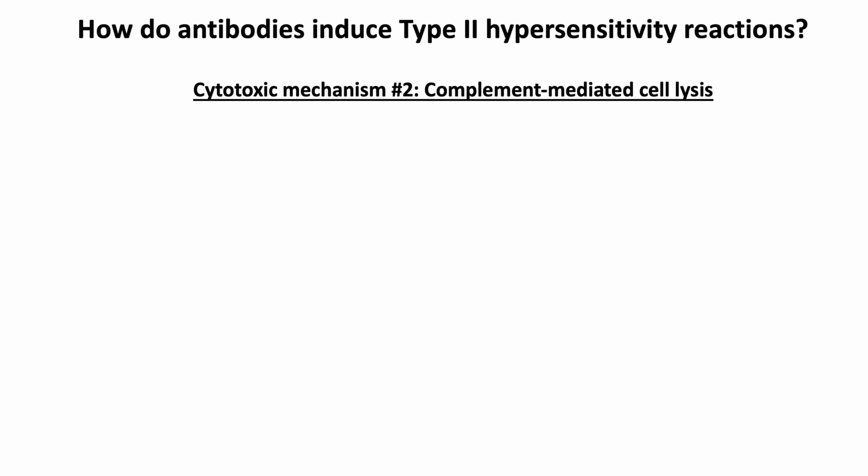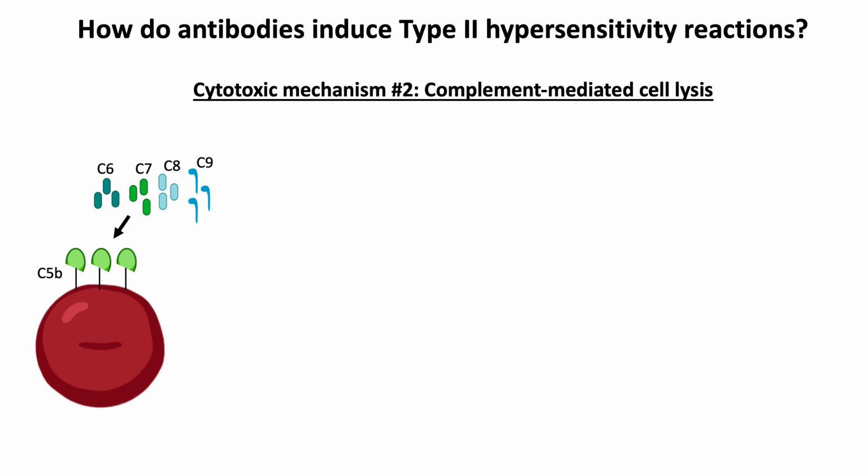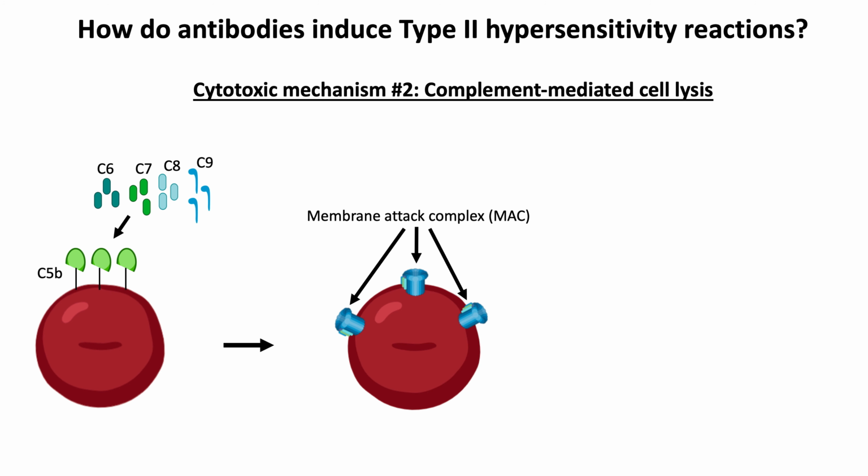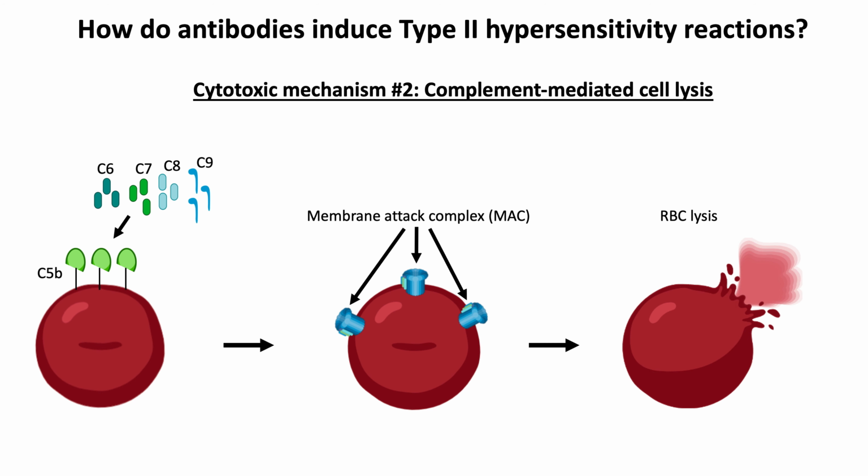The second mechanism is also mediated by complement, and this is complement-mediated cell lysis. And so in the previous slide, we showed the cleavage of C5 into C5a and C5b. When C5b associates with the cell surface of a red blood cell, it can then attract C6, C7, C8, and C9 to lead to the formation of a membrane attack complex. And this membrane attack complex, as we've discussed previously, induces holes or forms pores in the cell membrane until that cell lyses and is no longer functional.